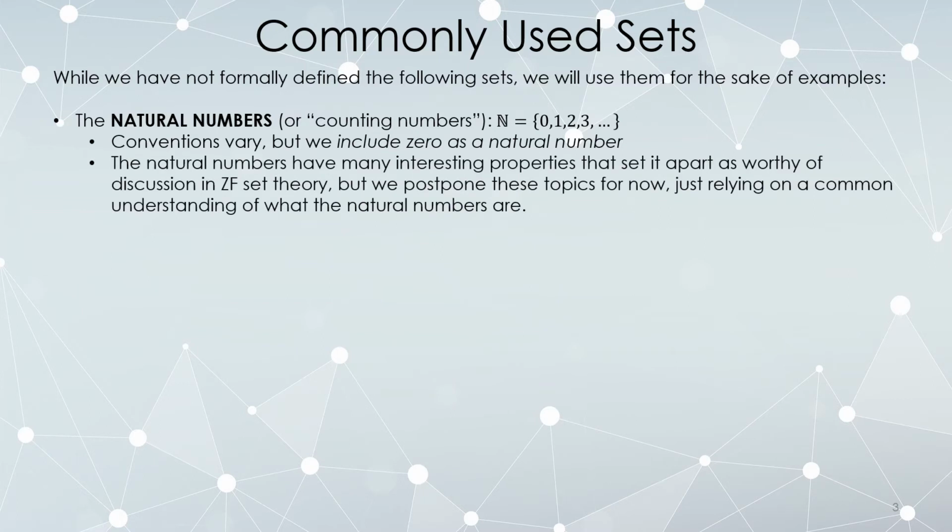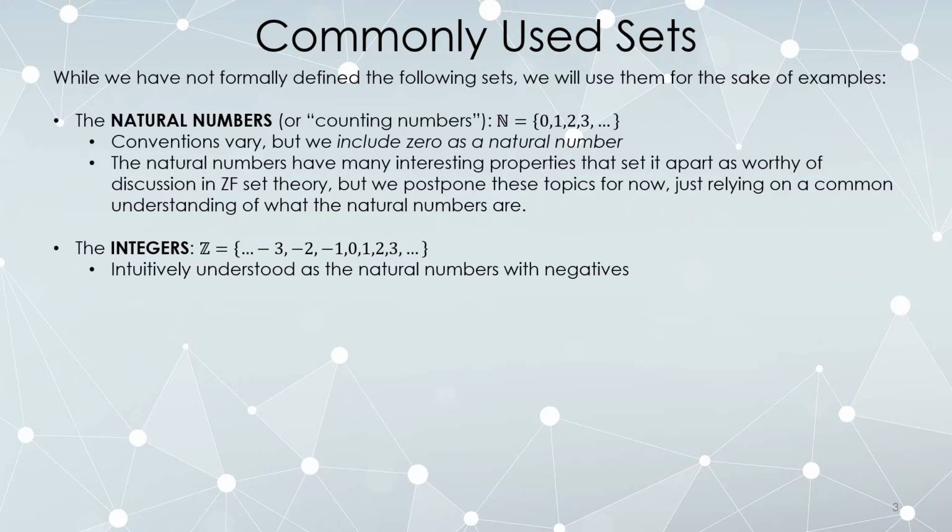The natural numbers have a lot of interesting properties. To set them apart in terms of Zermelo-Fraenkel set theory, we're going to put that off for a little bit. We just basically understand what these numbers are. We're not building up a formal definition here. Next we could talk about the integers. Compared to the natural numbers, this just throws in negative numbers as well. And that's how we understand them intuitively, not just the counting numbers, but also their negatives.